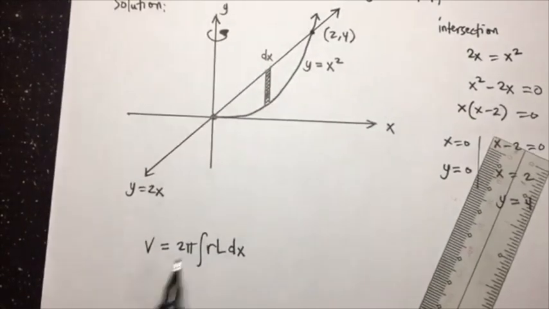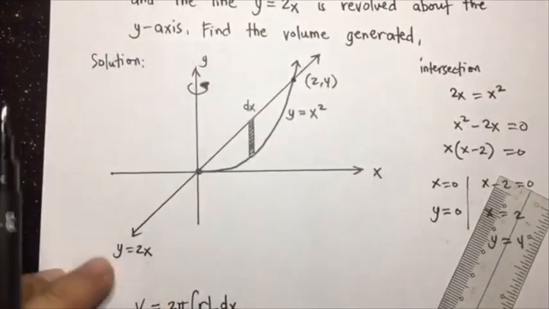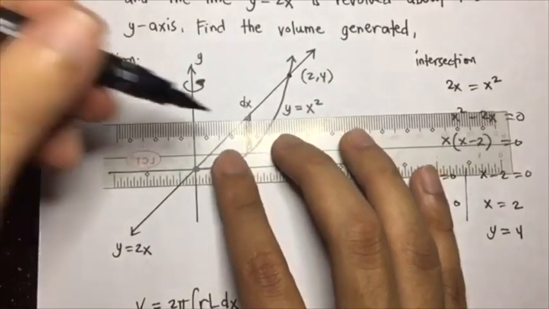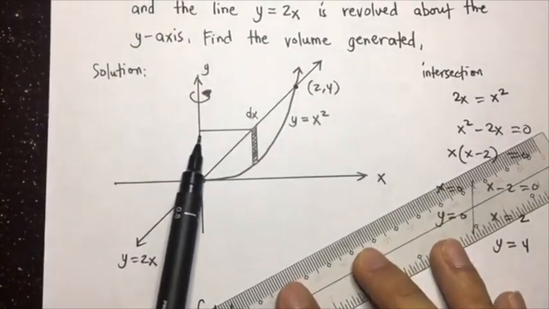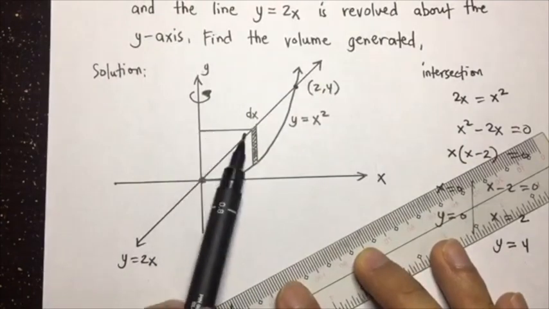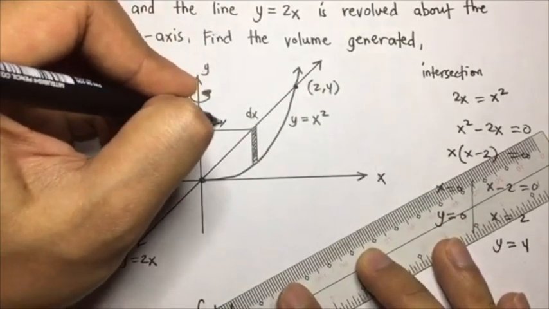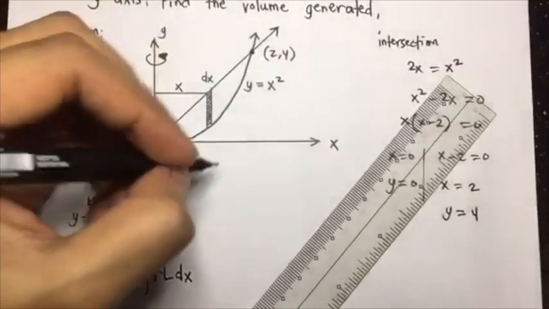So we have to find our r. The r in this case, since we are revolving about the y-axis, will correspond to the distance from the y-axis to the strip. Since that is along the x-axis, that is x. So our r is equal to x.